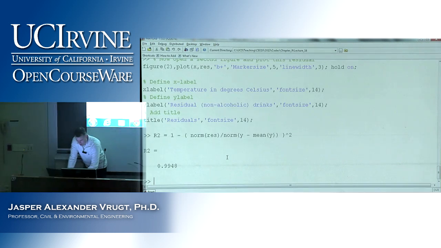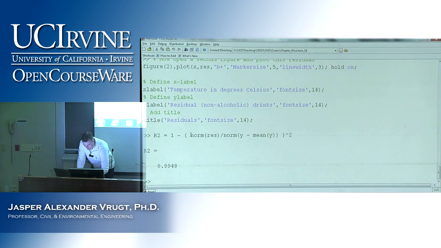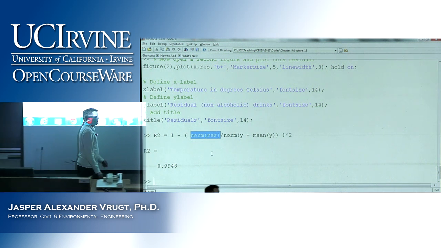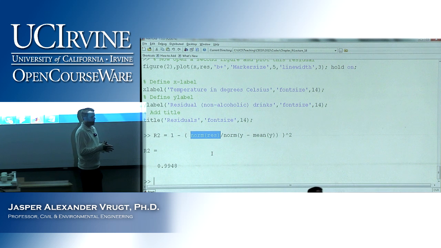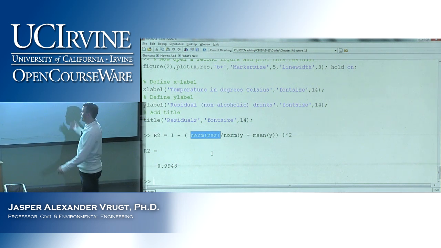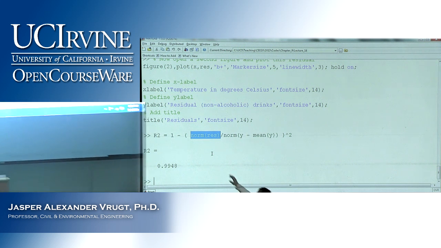And why? Look at the formulation here. We have this thing, the L2 norm of the residuals. In other words, if the residuals become really large, then the L2 norm, then this value becomes really large.